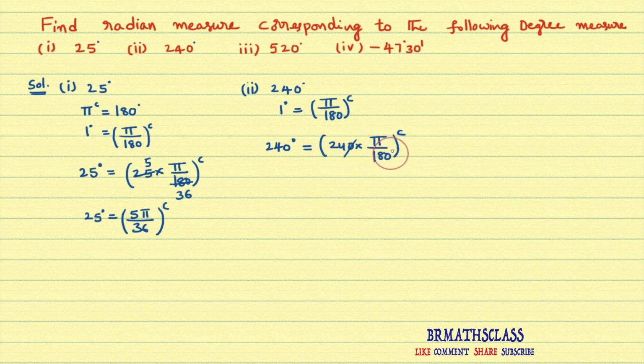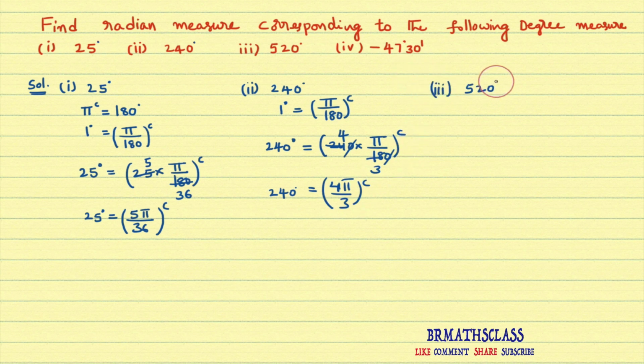Here this 0 will get cancelled. If you see the 6 table, 6 4s are 24, 6 3s are 18. So this will be equal to 4 pi by 3 radians. So what is 240 degrees? 240 degrees equals 4 pi by 3 radians. Okay, now you see the third one.